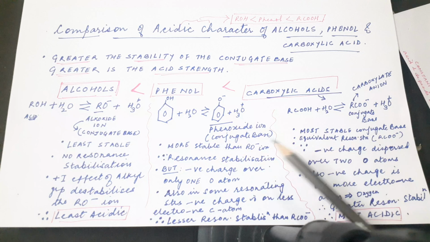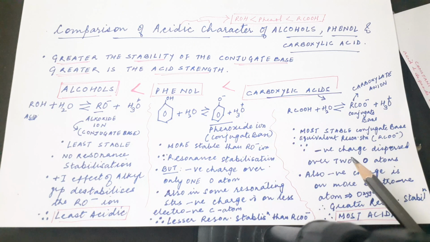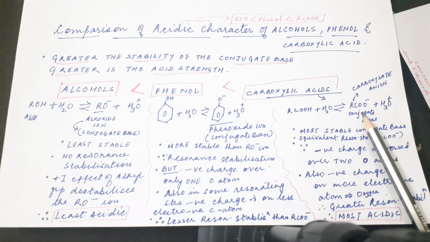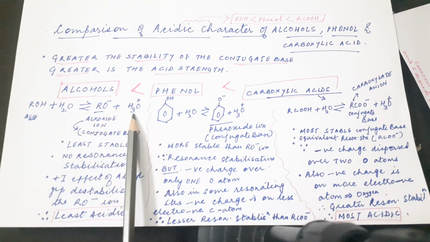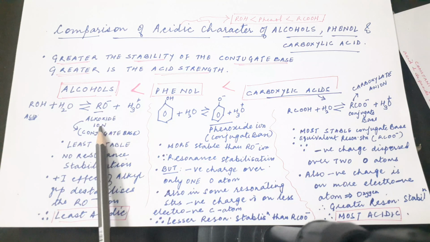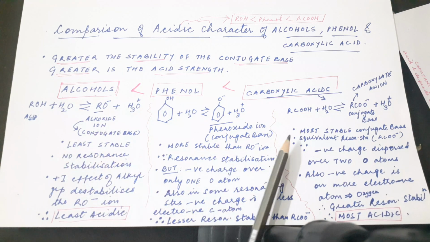So over here we are going to try to justify or show which conjugate base is the most stable, and whichever is most stable would be the most acidic. So we have alcohol in aqueous medium giving alkoxide ion and hydronium ion. Alkoxide ion is the least stable of the three.